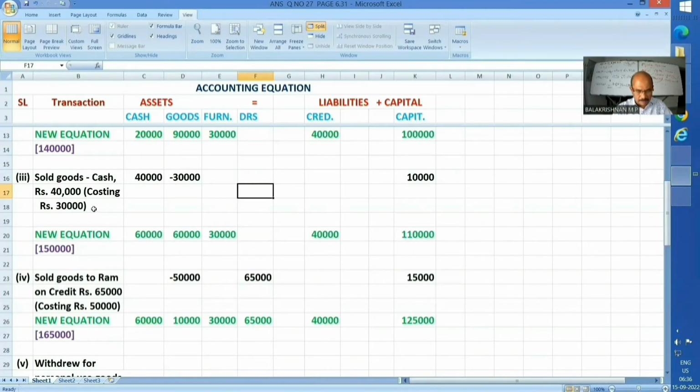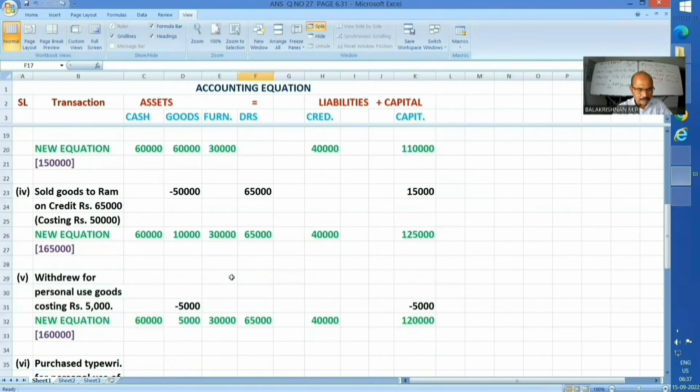And the vital thing is that there is a profit, 40,000 minus 30,000. I already explained to you, profit increases the capital. So 10,000 capital got increased. Capital has become 1,10,000. Creditors already existing there, 40,000. The total of the liabilities plus capital comes to 1,50,000. That is just equivalent to the total of the assets here. Okay. Now let us take the fourth one.